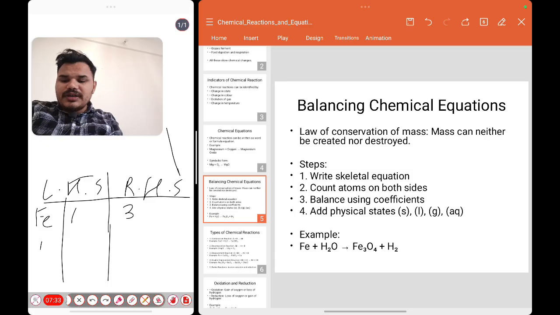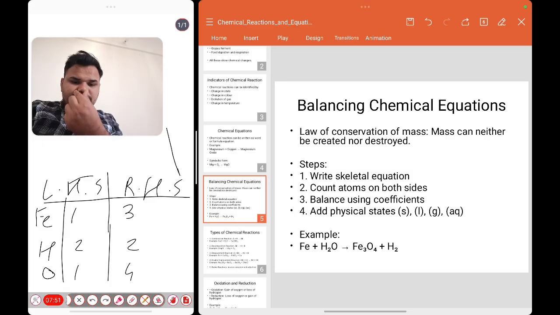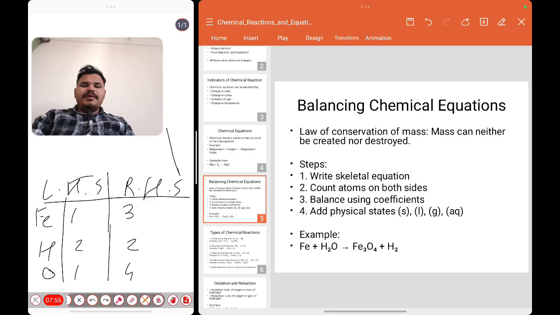Then the next one is hydrogen. Hydrogen on the LHS is 2, and here it is again 2, so hydrogen is balanced. And the third one is oxygen. On the left hand side there is only 1, and on the right hand side you will see 4. Now we have to balance this chemical reaction. So how can we balance it in a general way?